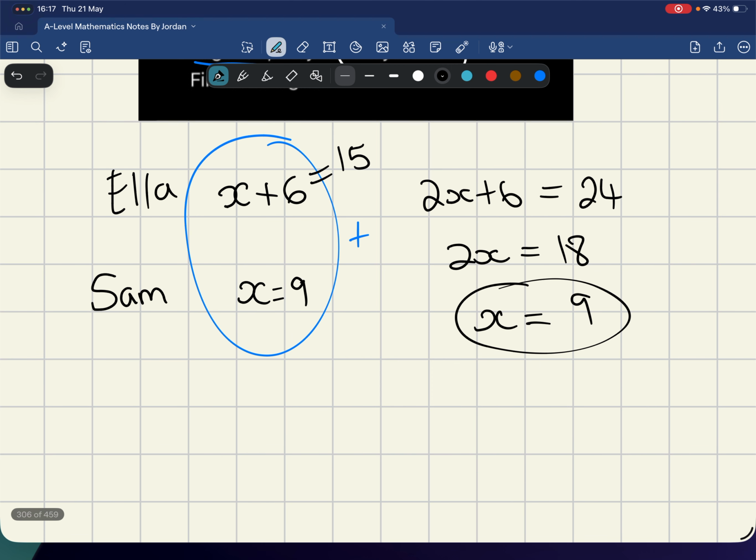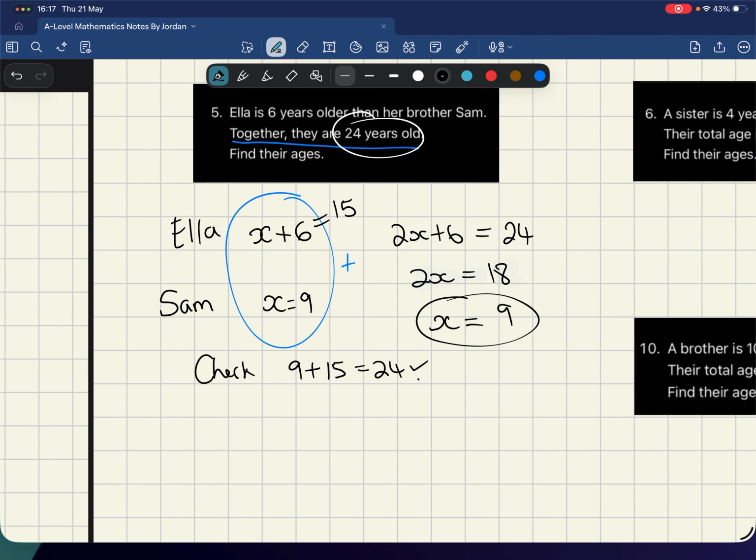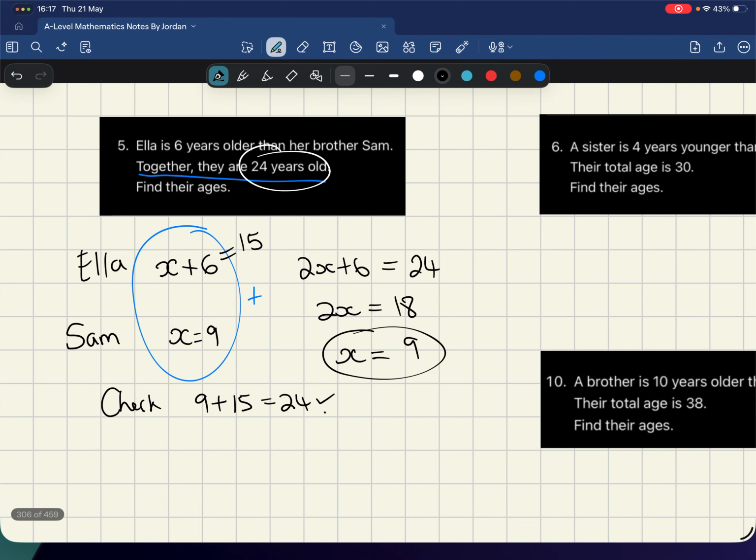And if we want to do a little final check, we can. Because he said the total age is 24. So if we do 9 plus 15, that equals 24. So that's looking all good. So I'll leave that there.